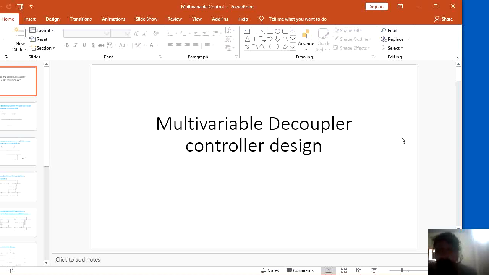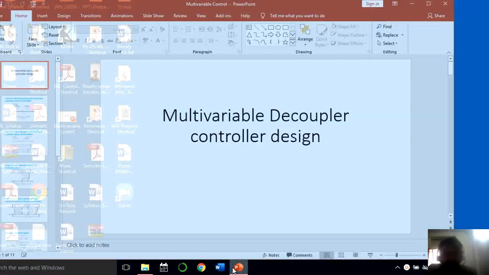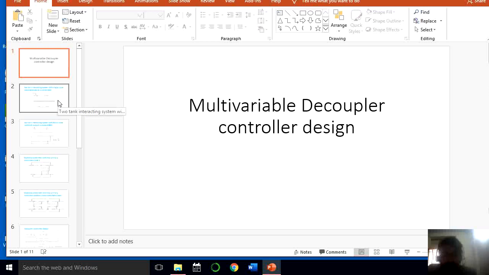Today we are going to learn something related to multivariable decoupler controller design. Okay, so this idea is in fact something new for you all, I think. So let us take some examples and try to understand how to design a decoupler controller.